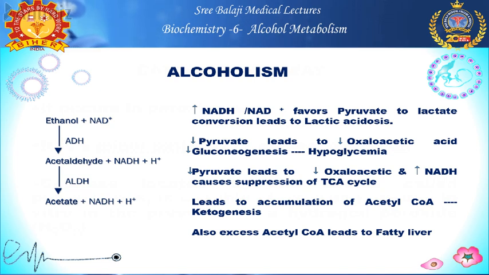That causes hypoglycemia. So decreased pyruvate, increased energy, that is increased NADH, causes suppression of the TCA cycle. So the remaining acetyl CoA in alcohol metabolism will be diverted to ketogenesis. That will lead to ketoacidosis, and the remaining acetyl CoA leads to the formation of fatty liver by involving in the fatty acid synthesis pathway. So in alcoholism, you can see lactic acidosis, hypoglycemia, ketoacidosis, and fatty liver formation.